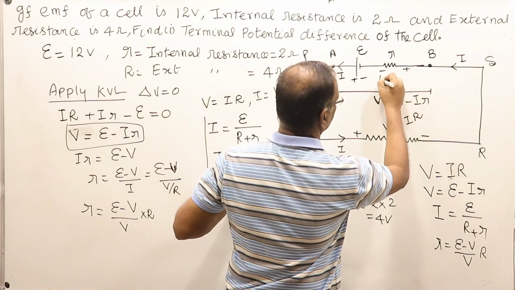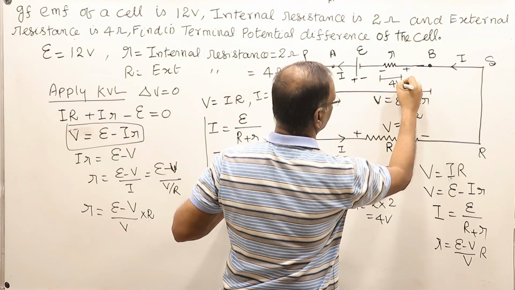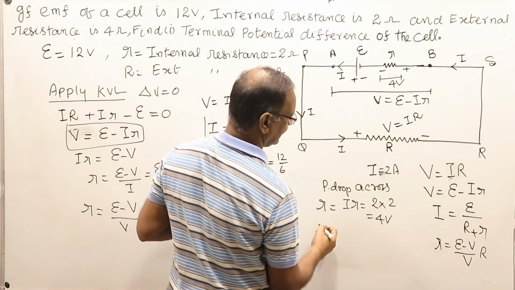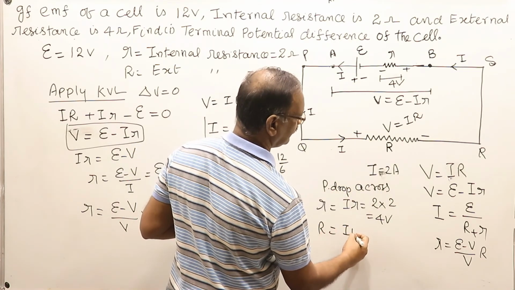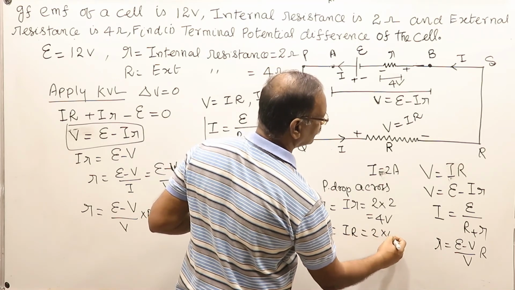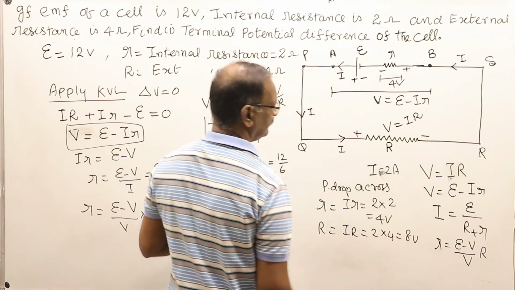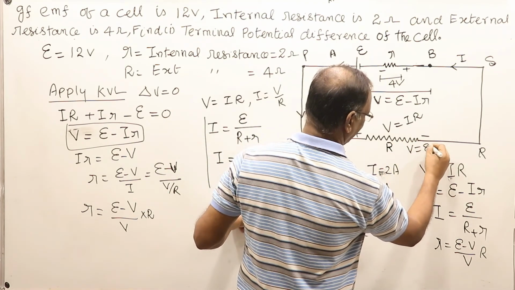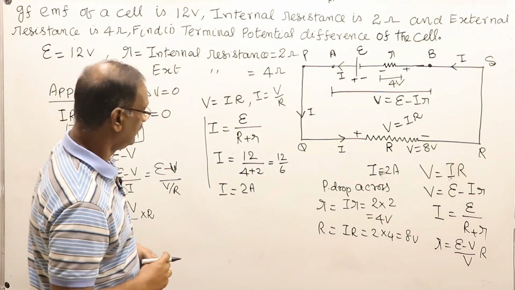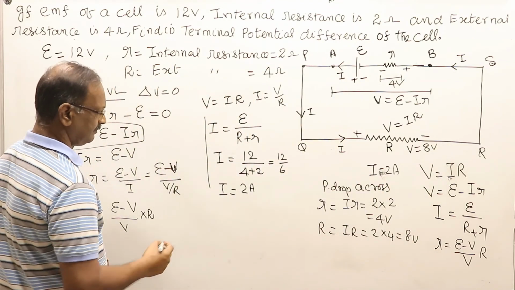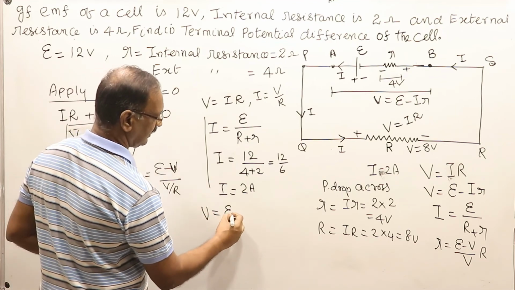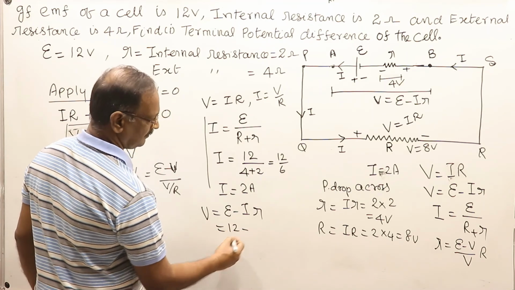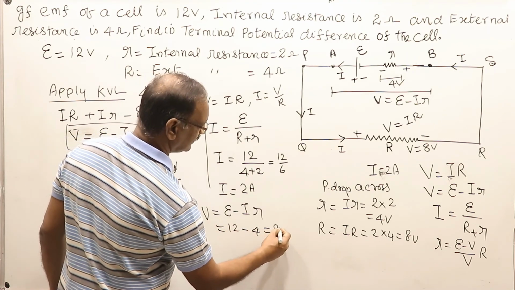It means here 4 volt is dropped. What is the potential drop across this external resistance? It is equal to I into R, which is 2 into 4, equal to 8 volt. So here the potential drop is 8 volt. Now we can find the terminal potential difference, which is equal to total EMF minus the drop across the internal resistance, that is 12 minus 4, equal to 8 volt.